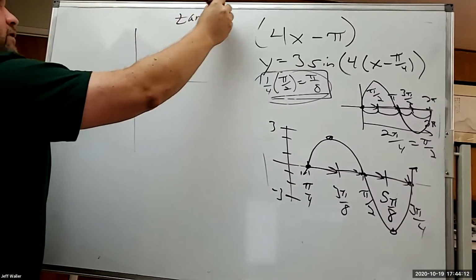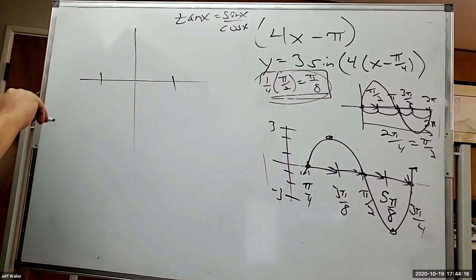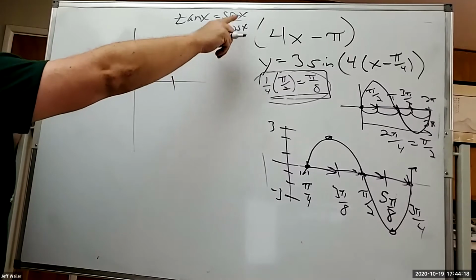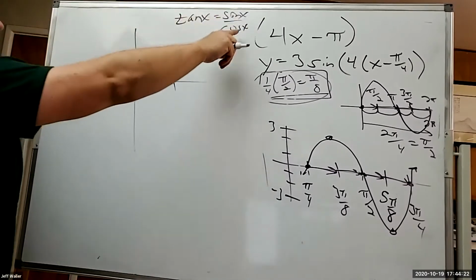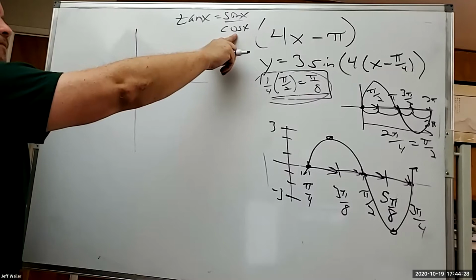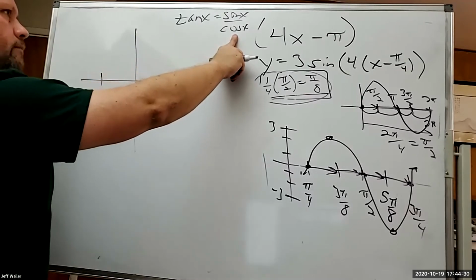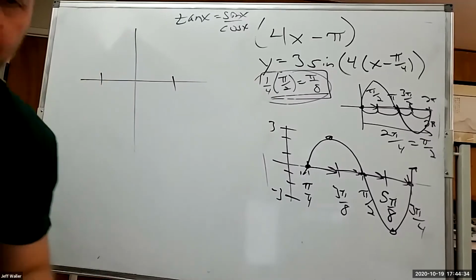And if you forget, just remember what tangent is. Vertical asymptotes happen where the cosine is 0. So where is the cosine 0? Is it at pi and negative pi? No. At pi and negative pi, it's 1 and negative 1.